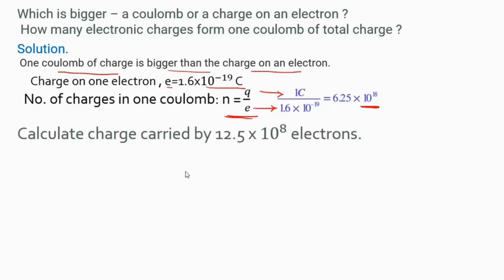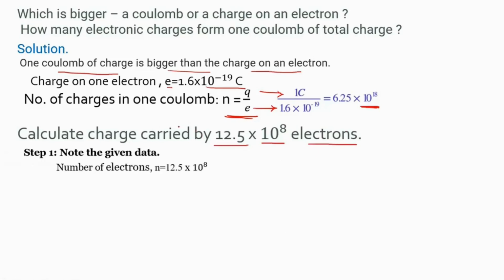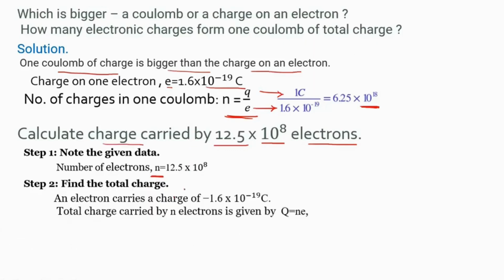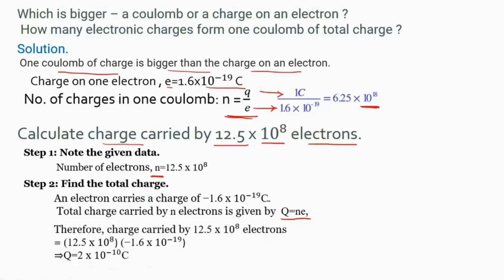Next question, calculate the charge carried by 12.5 into 10 to the power 18 electrons. Mind it, here what are the parameters that have been given? We have to first concentrate on that. So first of all, the number of electrons has already been given, that is 12.5 into 10 to the power 8, and we have been asked to calculate the charge carried by this many electrons. So which formula naturally do we have to use? We have to use the quantization of charges, that is Q equals N into e. Now the value of e is standard, which is 1.6 into 10 to the minus 19 coulomb.